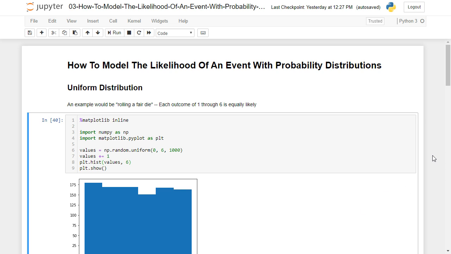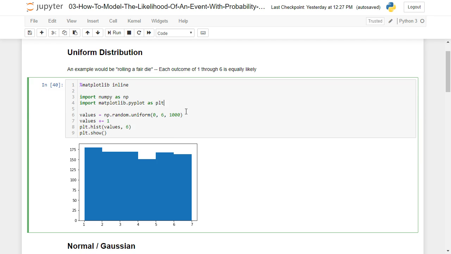We're going to look over some probability distributions, starting with the uniform distribution. An example of this would be when you're rolling a fair die. So if you have a six-sided die where you have numbers 1 through 6, each of these numbers is equally likely. And I have a little bit of code here that's going to generate 1,000 rolls basically, and generate a number between 0 through 5 for these rolls, add 1 to it, and then plot a histogram with 6 bins.